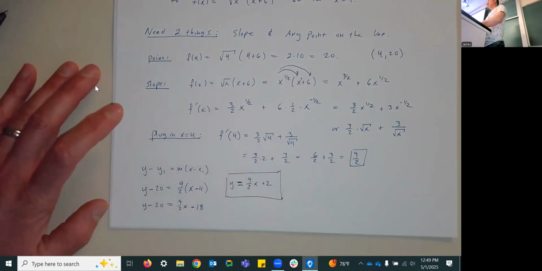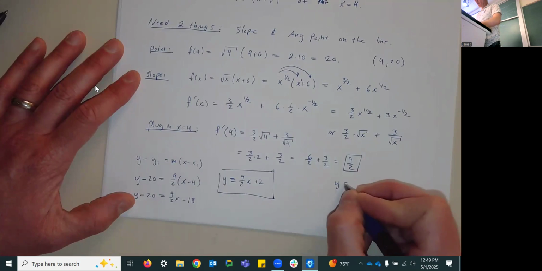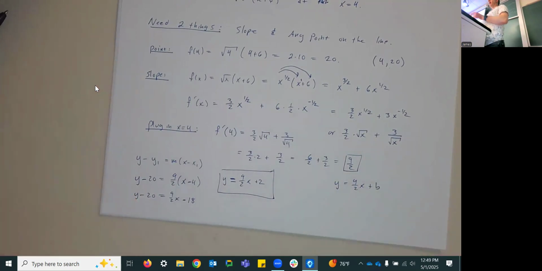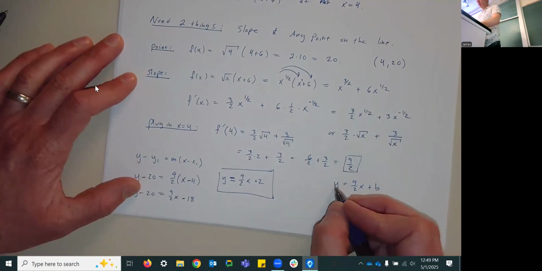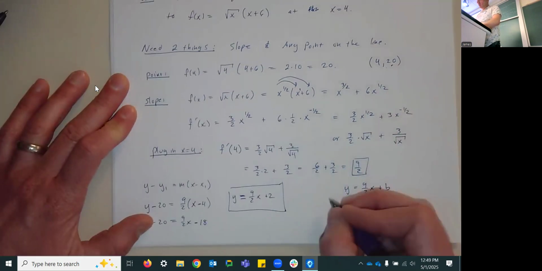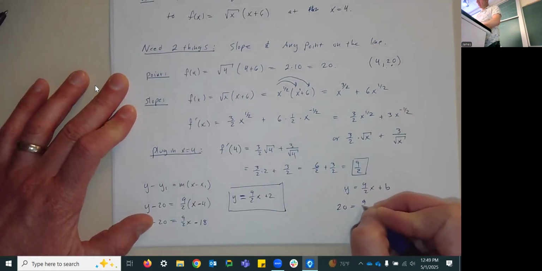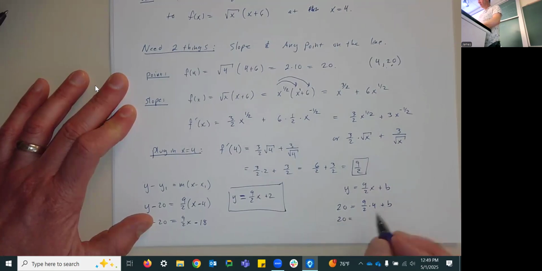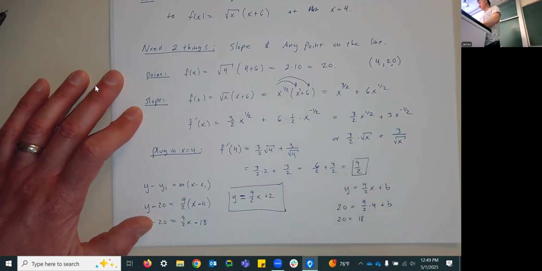But you could also have started off with y equals 9/2 x plus b and plugged in your x and y point to solve for b. We do it that way, plugging in y equal to 20 and x equal to 4. Then we can see that 20 is equal to 9 times 4, which is 36, divided by 2 is 18. Or you could just say 4 divided by 2 is 2, and then 9 times 2 is 18. That would also work just fine. And so this gives us 20 minus 18, which is 2, equal to b.